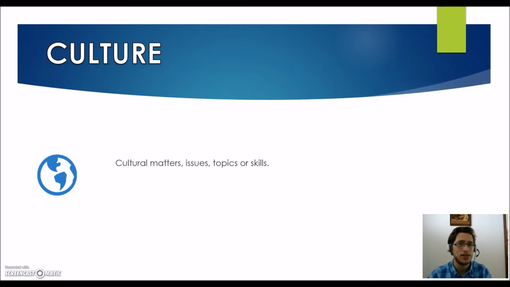Next C is culture, and here we include all of the cultural matters, cultural topics, cultural issues, cultural skills. Everything that has a cultural background can be included in this C. For example, cultural matters and issues, those problematic situations that in nowadays world we can see, and there are quite a number of them. Problems that arise when people from different cultures face each other. Everything that is related to culture is going to go here.